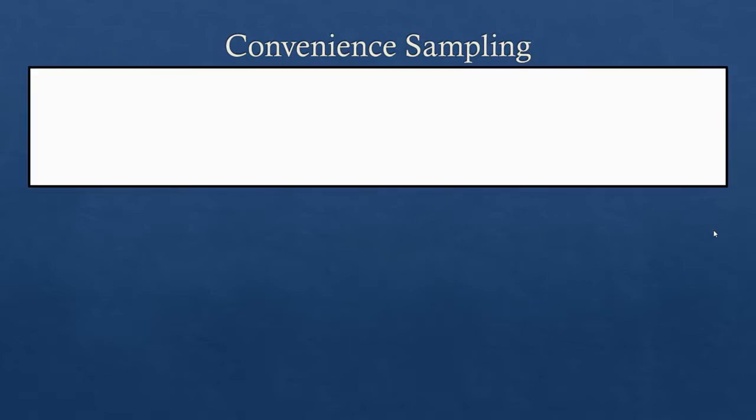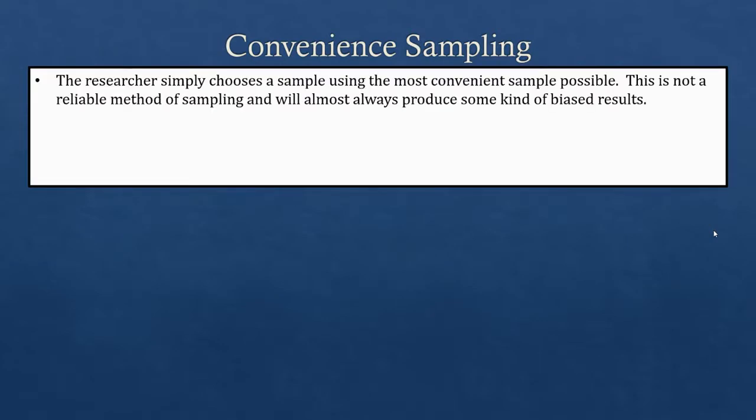But for convenience sampling, it's really a matter of getting data from people that are convenient. So the researcher simply chooses a sample using the most convenient sample possible. So the closest people you have access to, we get data from. This is not a reliable method of sampling and will almost always produce some kind of biased results because oftentimes the people you have easiest access to are going to have very similar traits. And if any of those traits relate to what you're collecting data on, it can definitely mess up your results and produce unrepresentative results. So when possible, we always want to try to use one of the 4 sampling techniques.